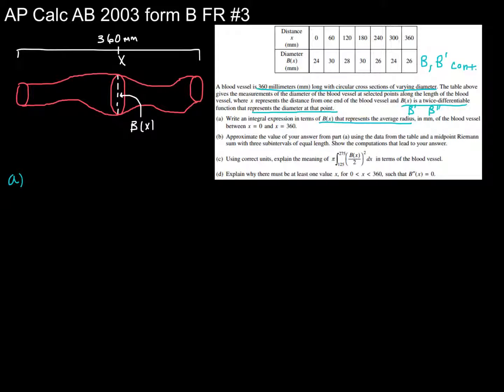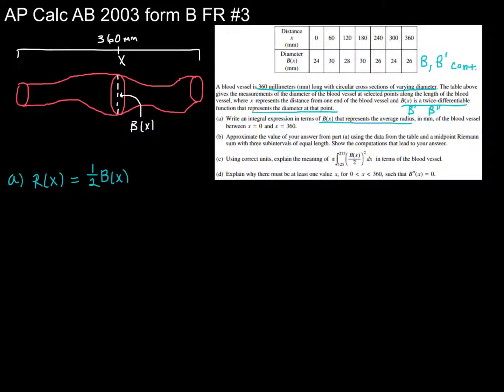So the first component, I need something that represents the radius at any point x, and that's not too bad because the radius is half the diameter, and since b of x represents the diameter at any point x, I simply multiply by 1/2. So now the average value of the radius I can find by taking the average value of this expression over the course of the length of the blood vessel. And I can find the average value using the definite integral.